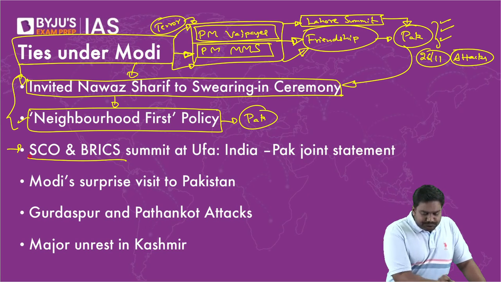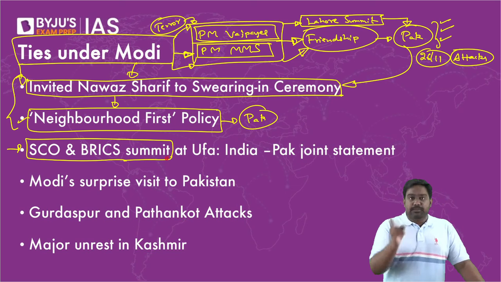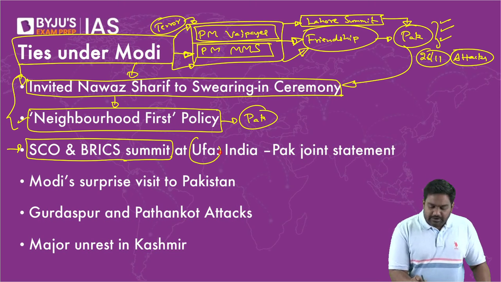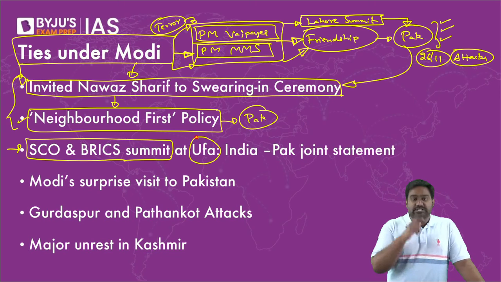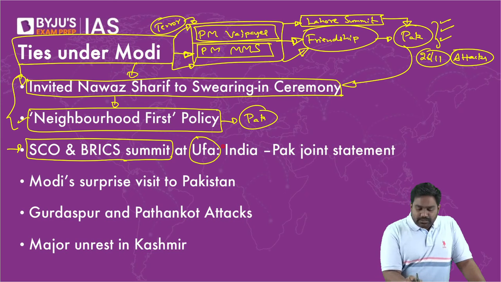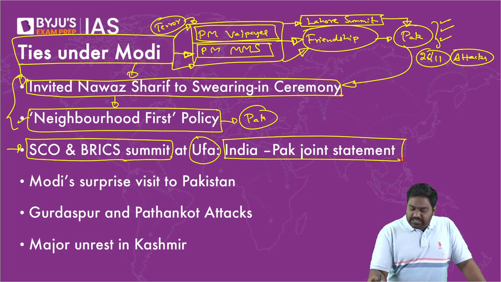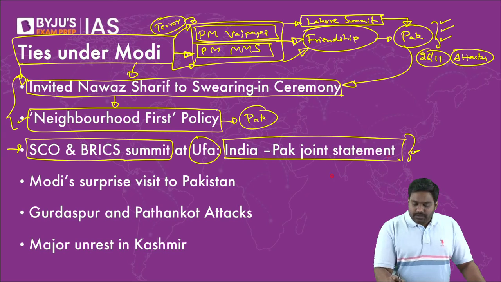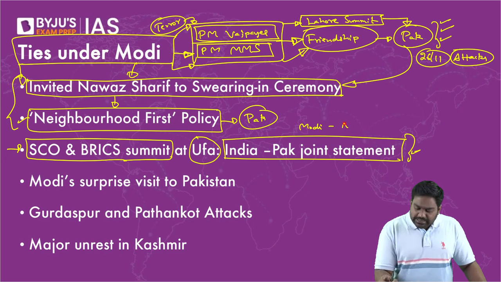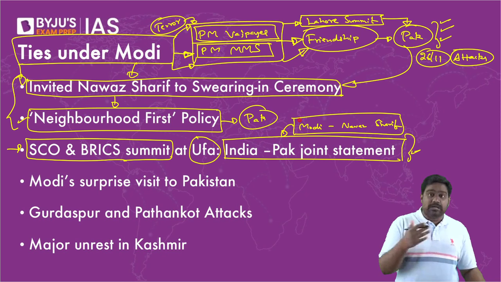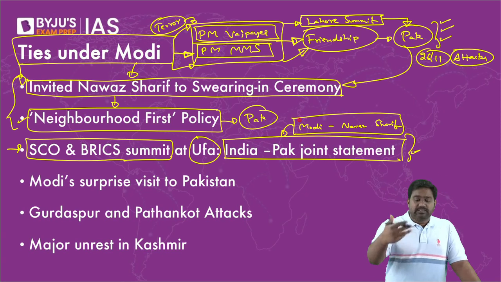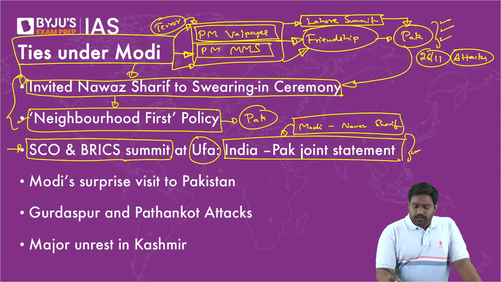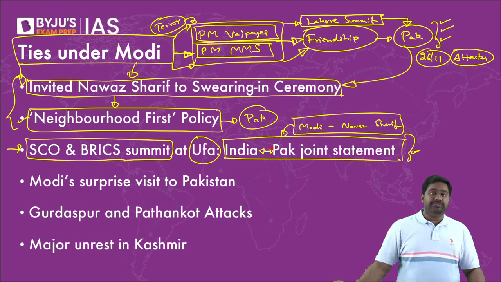Following this, the two leaders met again at Ufa in Russia, where the SCO BRICS summit was taking place. And India and Pakistan even came out with a joint statement. Modi and Nawaz Sharif met again. They were building a close personal bond. They were actually becoming good friends. A personal chemistry was developing between them, just like the previous leaders. They came out with a joint statement. This was the first joint statement after many, many years.